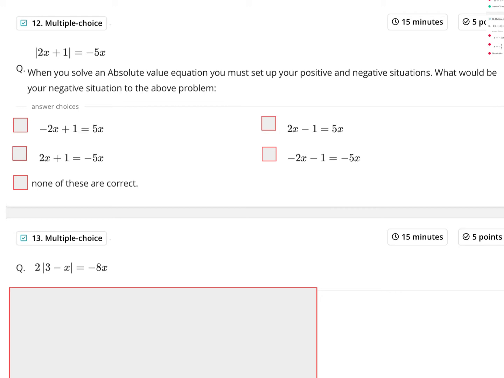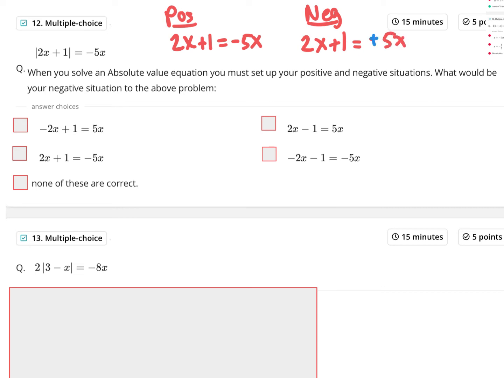Again, let me actually show my positive situation. The positive situation will be 2x plus 1 equals negative 5x. You just write it exactly the way it is. The negative situation, it's the same 2x plus 1, but you have to change the negative 5x. You have to change it to a positive 5x, right? So that would be the negative situation. That's all they're asking for.